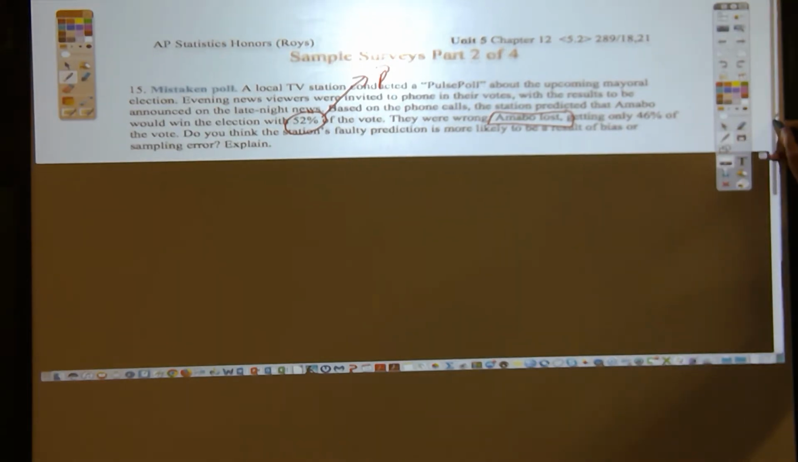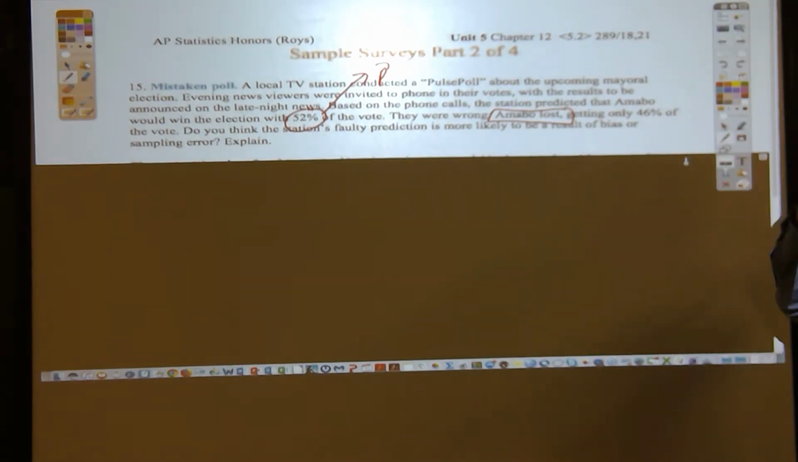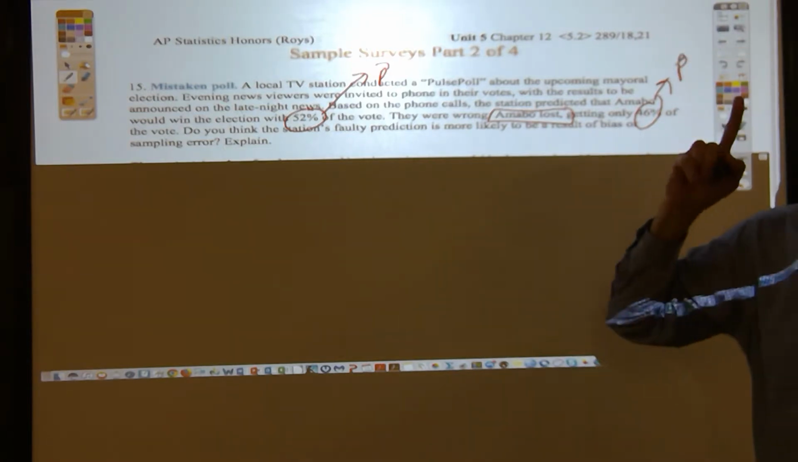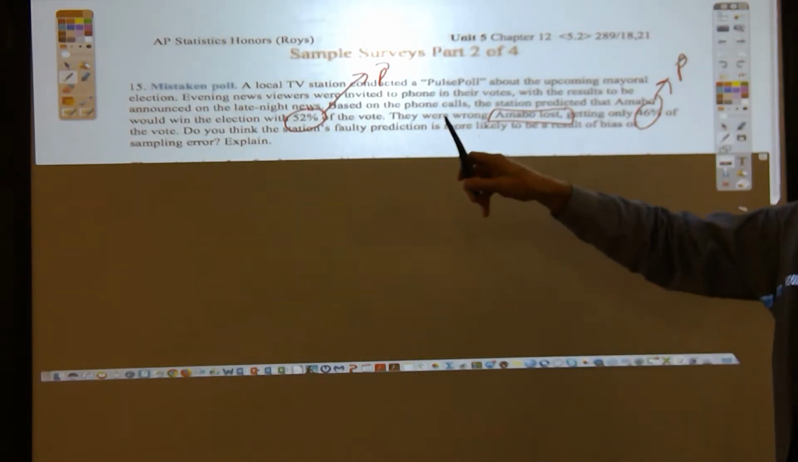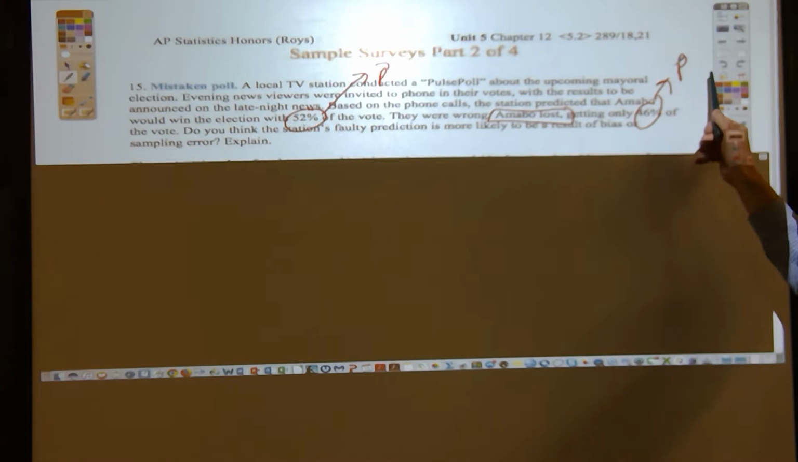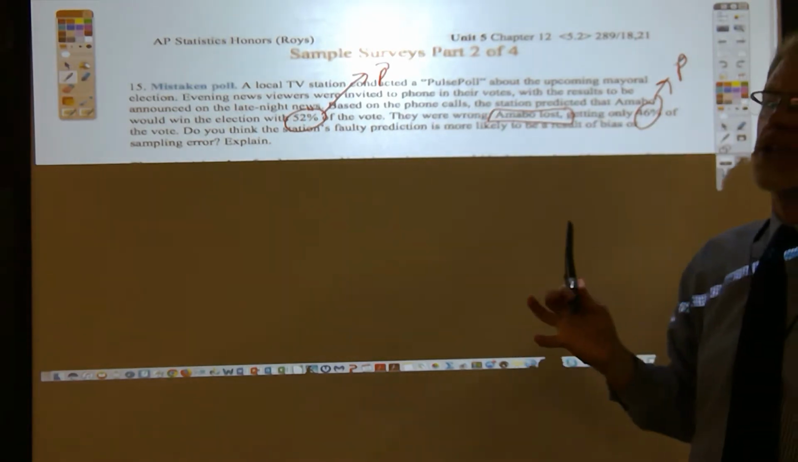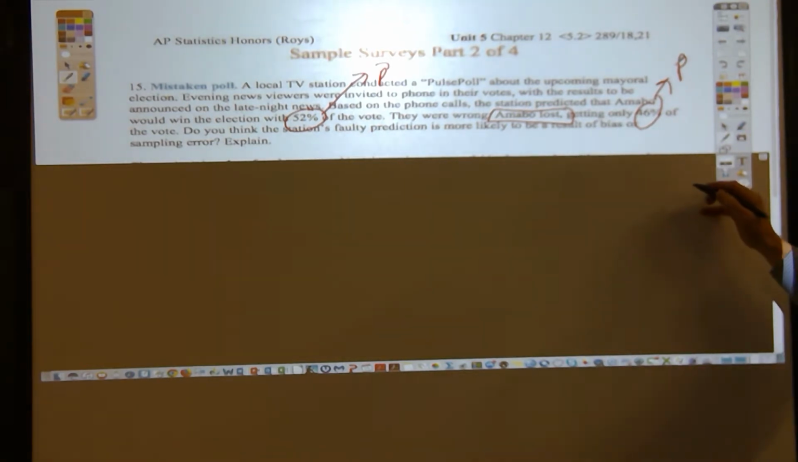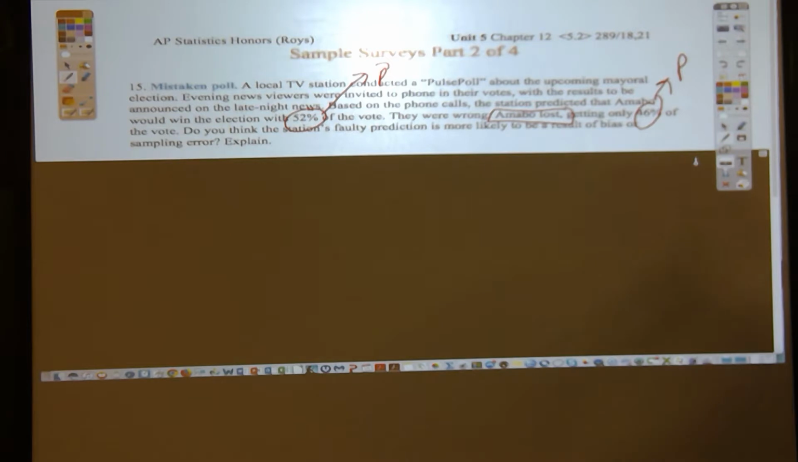Now, they were wrong. Amabo actually lost, getting only 46%. So what's 46%? 46% is p. That's the true proportion. So they were using p hat to approximate p. There was error. Of course there's going to be error. The question is, was there bias? There's always going to be error. Error is okay. Bias is bad. Was this error the result of bias or sampling error?